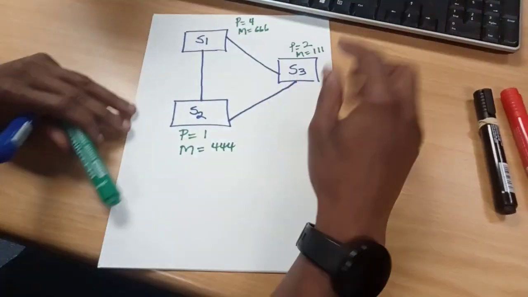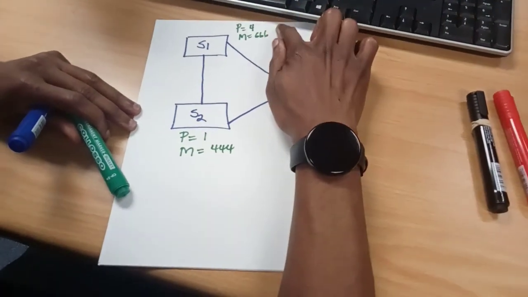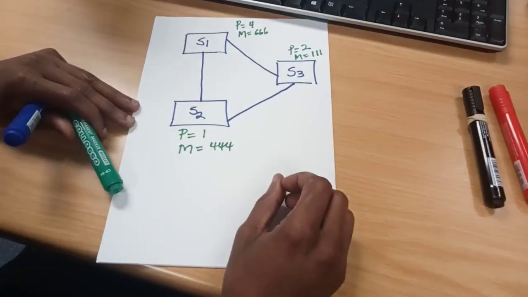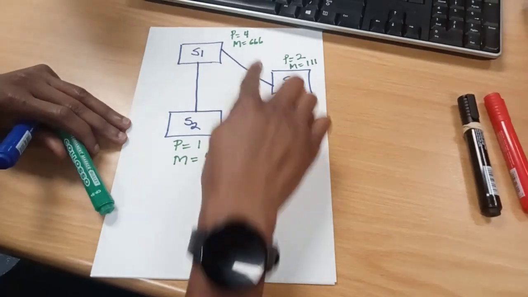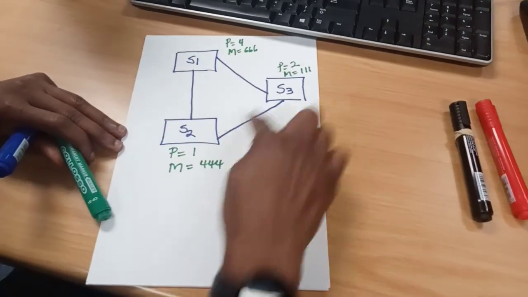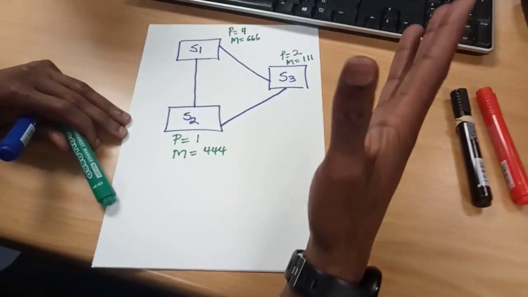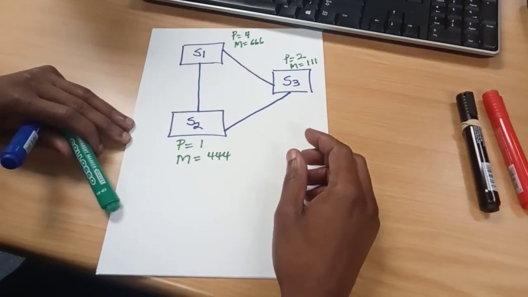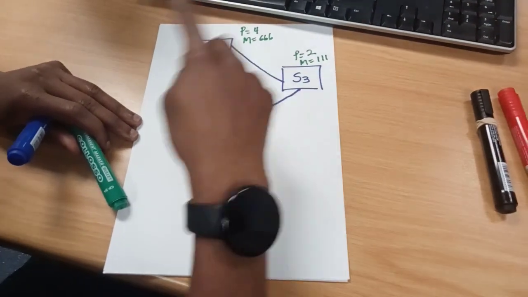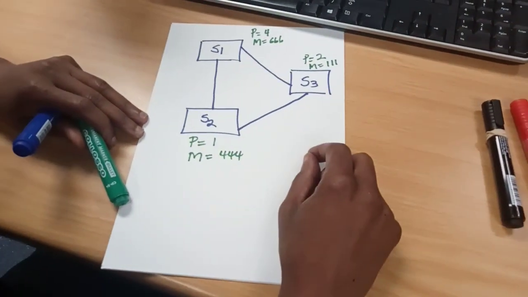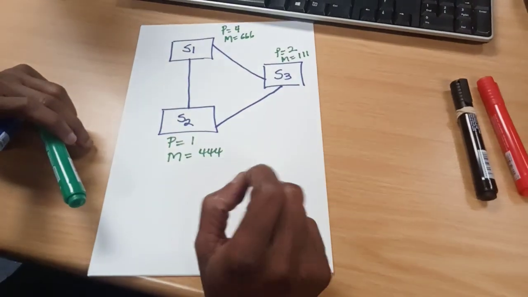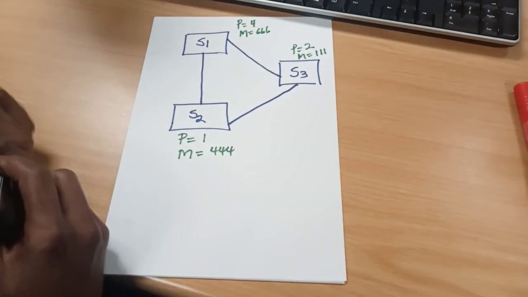You have like 3 switches. Every switch will have a priority and its MAC address. Now we are going to see how spanning tree will block one of the ports, or 2, or many, in order to build a loop-free topology. So we are going to start with step number 1.